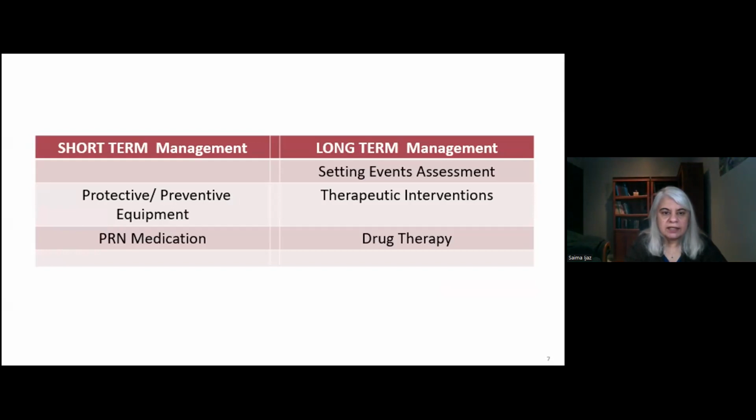Management goals are looked at as short-term and long-term. In the short-term goals, we try to get protective equipment that's specific for the type of problem behavior for keeping the child safe during an episode, such as arm splints to prevent hitting movement, or use of helmet and wall padding in case of head banging, child safety locks on doors, and getting a service dog for the child who has an elopement risk. Sedatives are prescribed and used as needed in case of an episode. Long-term management includes setting event assessment and therapeutic interventions, which could be ABA or non-ABA based, and drug therapy as needed.